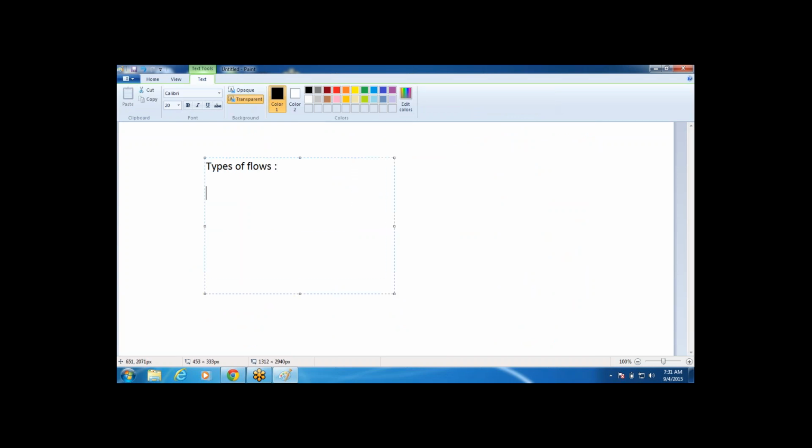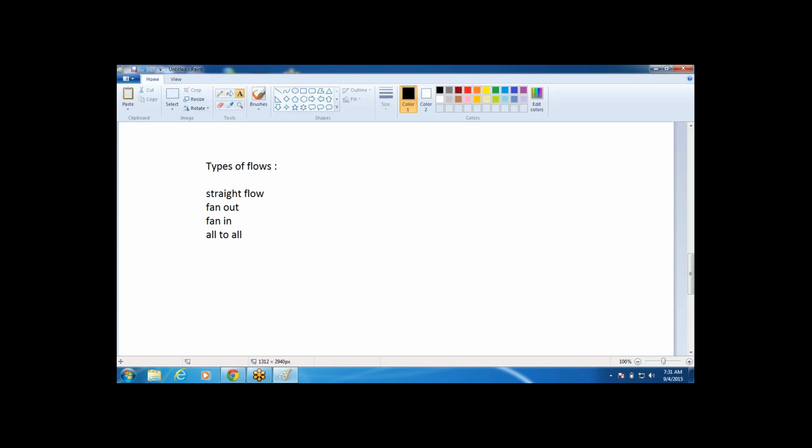So we have four types of flows: straight flow, fan out, fan in, and all to all. So these are the flows we have. So what is meant by a straight flow?